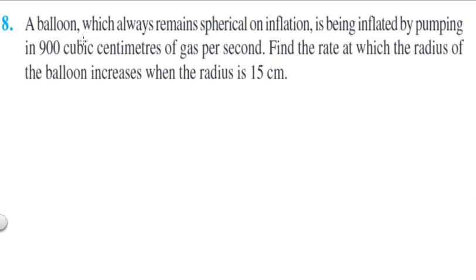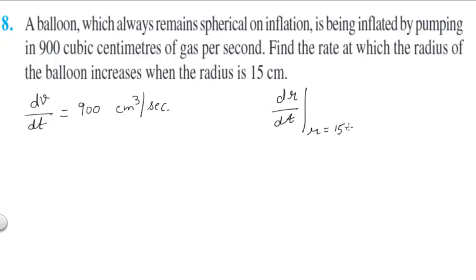In this, a balloon which always remains spherical on inflation is being inflated by pumping in 900 cubic centimeters of gas per second. You see, cubic centimeter per second is given. That means rate of change of volume with respect to time is given as 900 cubic centimeter per second. Clear? We have to find the rate at which radius of the balloon increases. That means we have to find out dr by dt when the radius is equal to 15 centimeter. This is what we have to calculate.